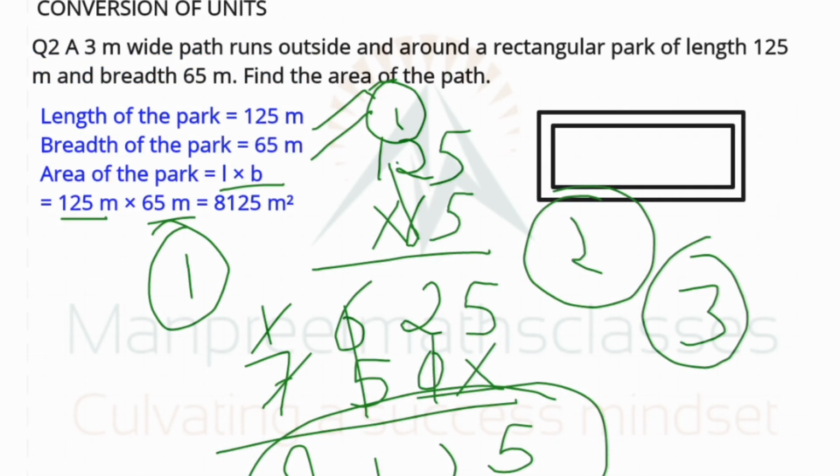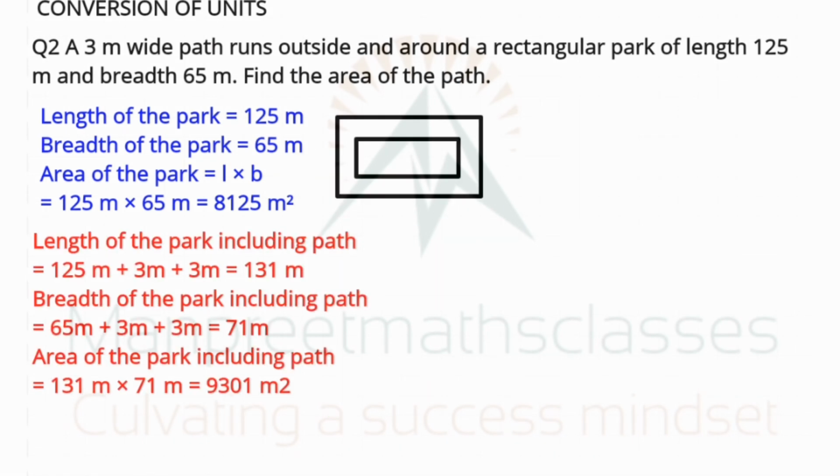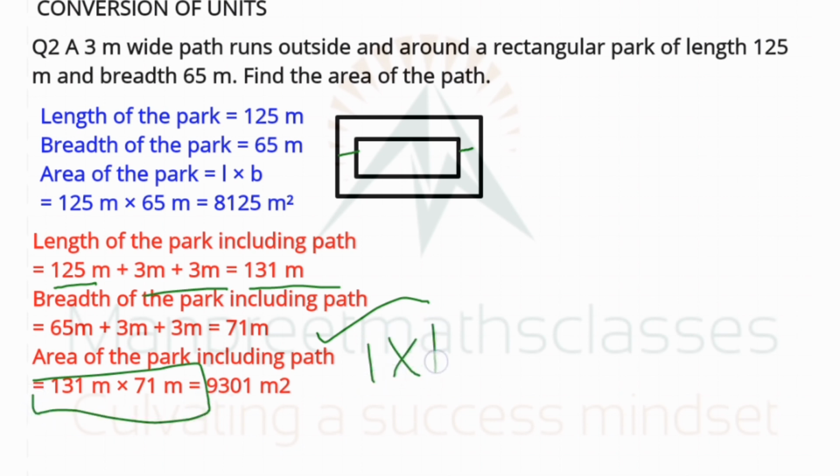Now the next step is to calculate the breadth and length including the path, and then we will calculate the area of the garden including the path. So the length of the park including the path: length of the garden was 125 meter, path is 3 meter this side, 3 meter this side. So we will add them. So 125 plus 3 plus 3 gives you 131 meter. In the same manner you will calculate the breadth. Now you will calculate the area using the formula length into breadth.